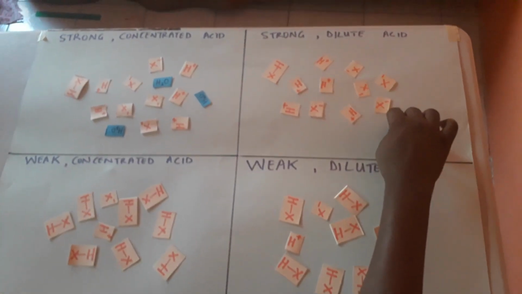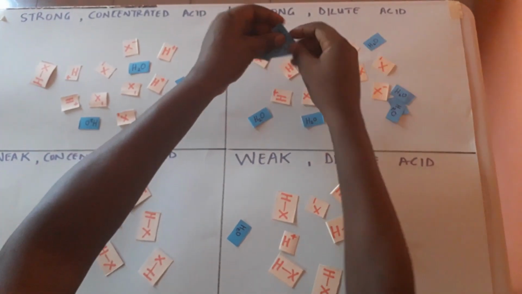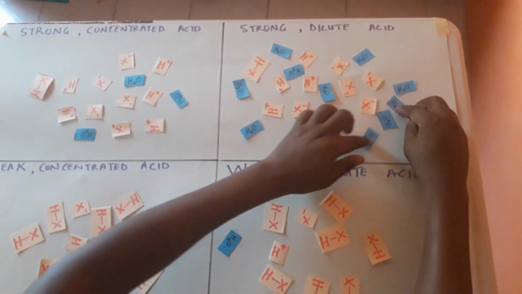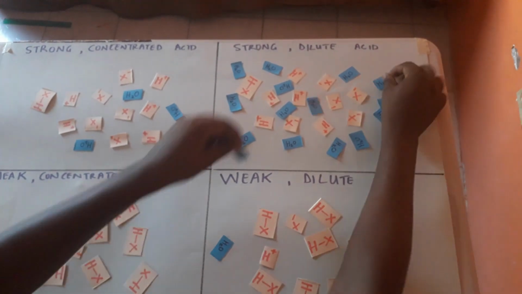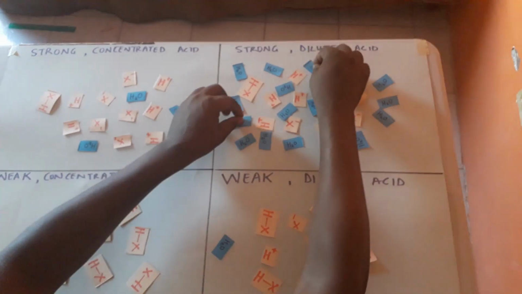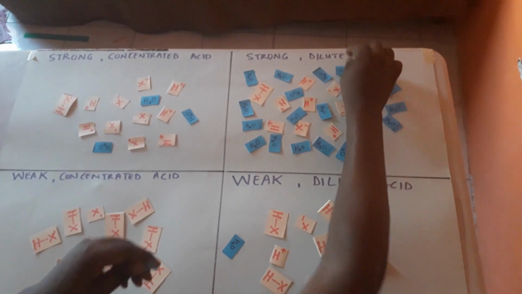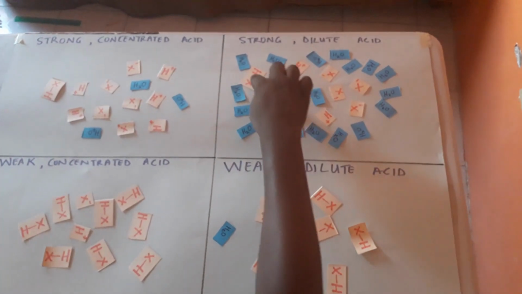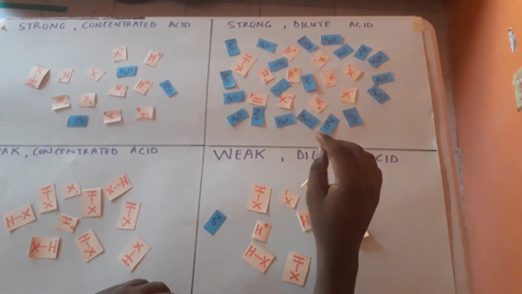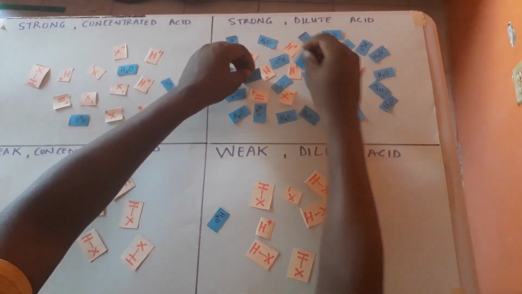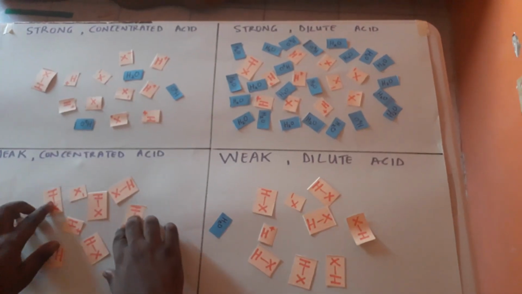On the other hand, your dilute strong acids will have lots of water molecules. The water molecules will dominate. It's still strong. The acid still dissociates mostly to give you ions, but it's in a dilute solution, which means that you have a lot of water molecules involved.